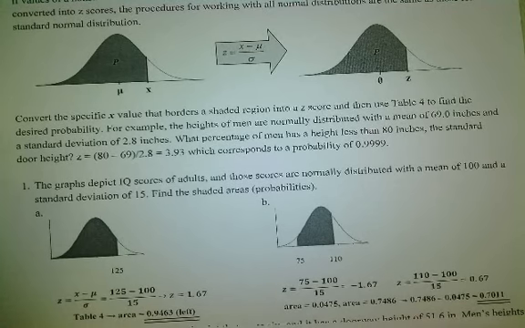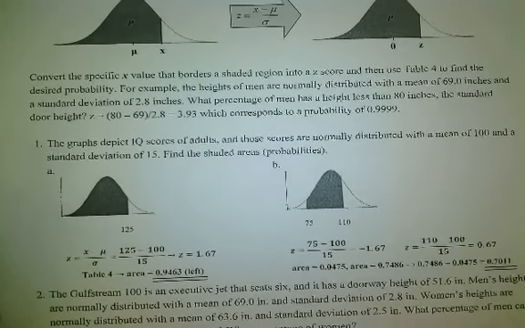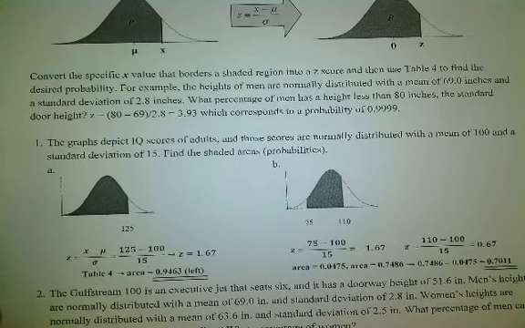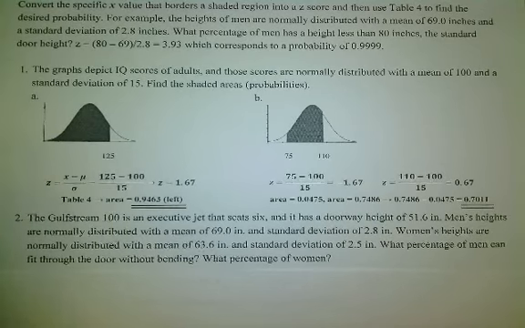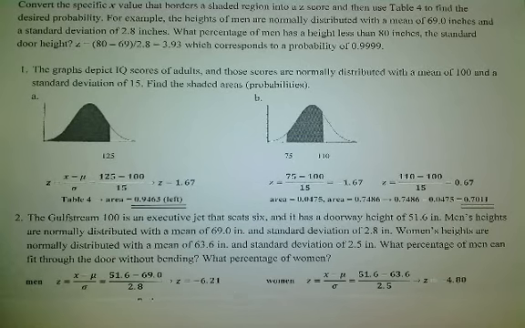Now, sometimes you'll get pictures or descriptions, but sometimes you'll actually have something that's more like a word problem. So let's look at an example for that. The Gulfstream 100 is an executive jet that seats 6, and it has a doorway height of 51.6 inches. And men's heights are normally distributed with a mean of 69 and a standard deviation of 2.8, just like our example above. Women's heights, on the other hand, are normally distributed with a mean of 63.6 and a standard deviation of 2.5. What percentage of men can fit through the door without bending? What percentage of women?